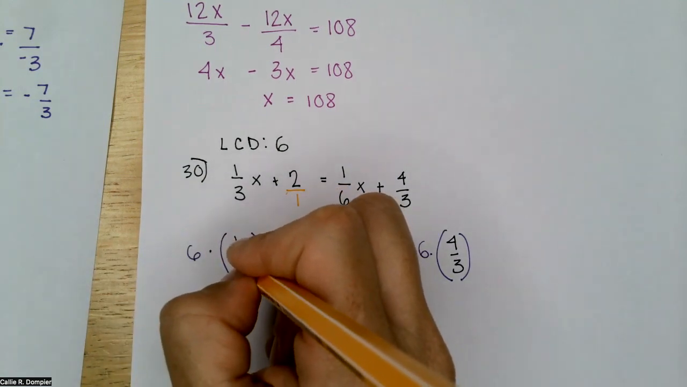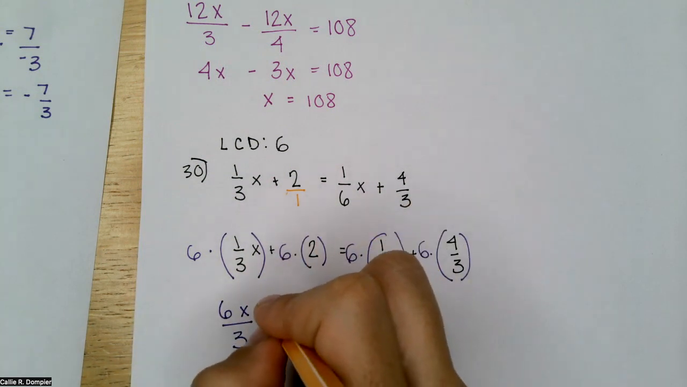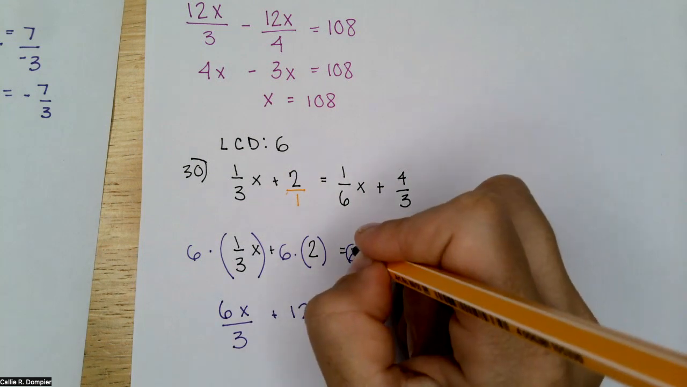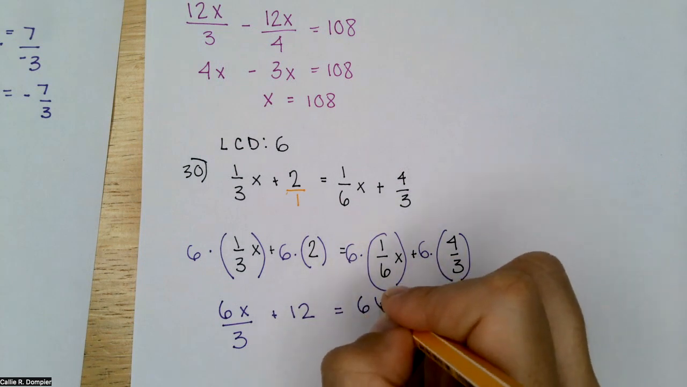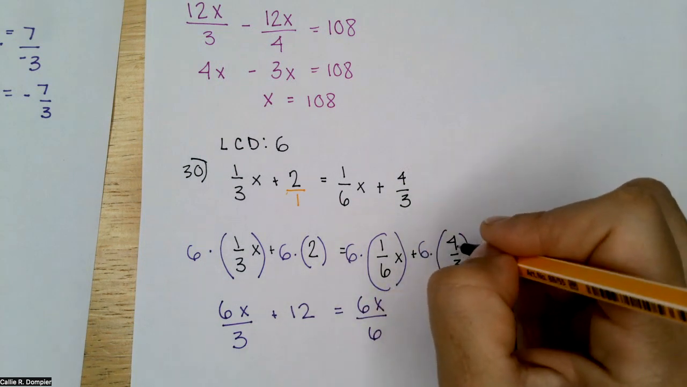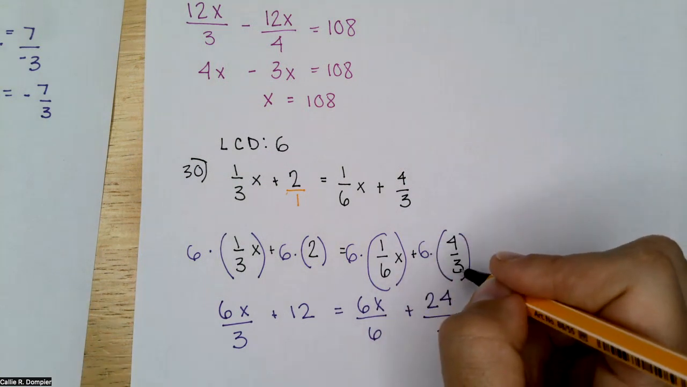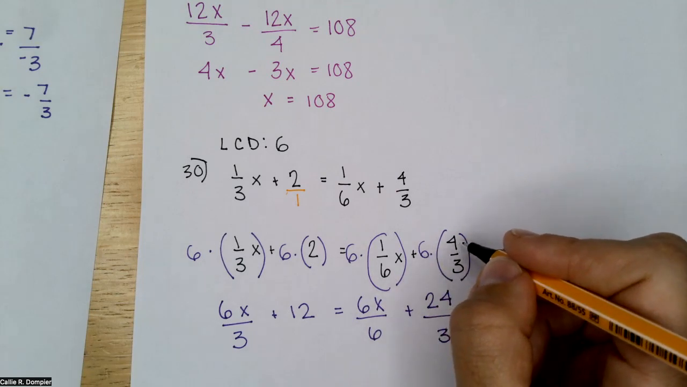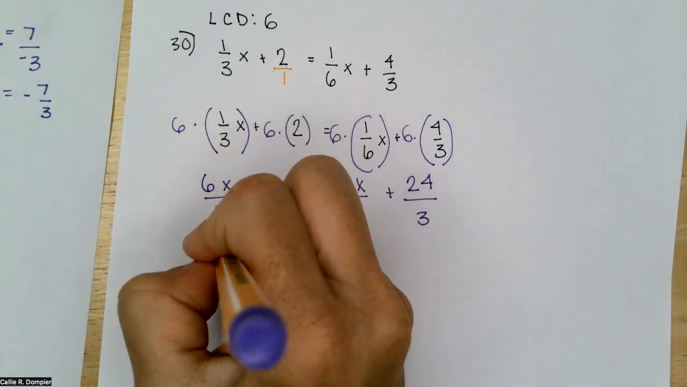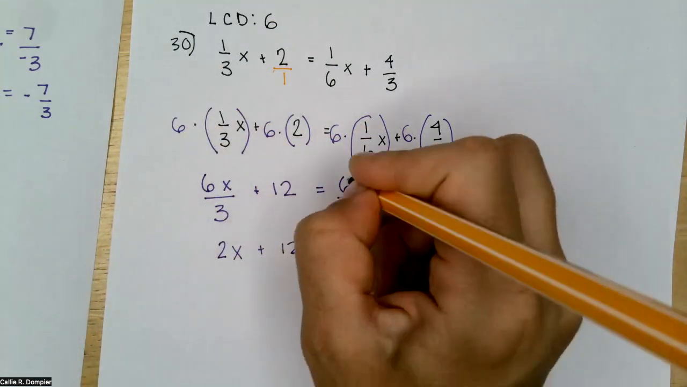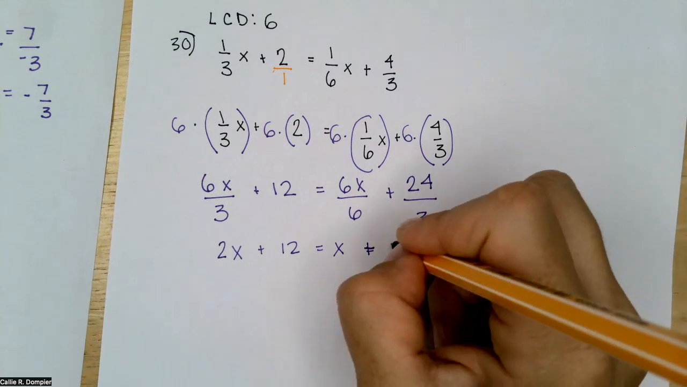6 divided by 3 is 2. So you can just call it 2x, or you can say it's 6x over 3. 6 times 2 is 12. 6 divided by 6 is 1, so you can just call it x, or you can say it's 6 times 1 is 6. And then 6 times 4 is 24, or 6 divided by 3 is 2, and 2 times 4 is 8. Okay, now let's simplify. 6 divided by 3 is 2. 6 divided by 6 is 1. Oh, sorry, plus. 24 divided by 3 is 8.